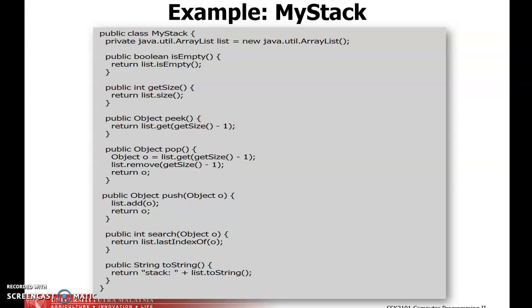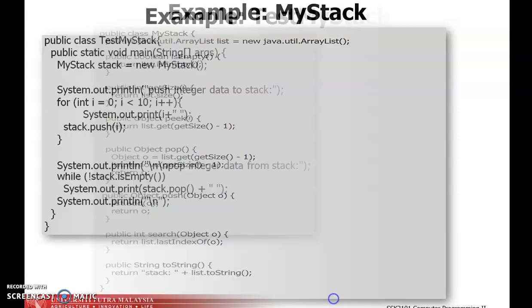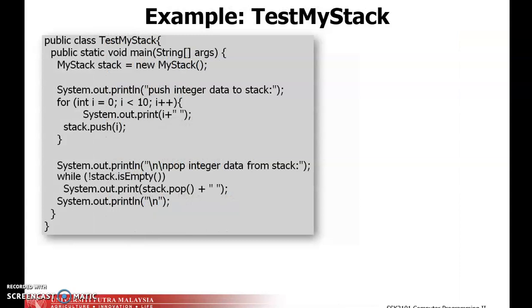Then we create another class for a test program called test my stack. As you can see in the main method, we created an object called stack for my stack class. Then we have a for looping statement in order to insert new data into the stack. Overall, we insert 10 elements into the stack.